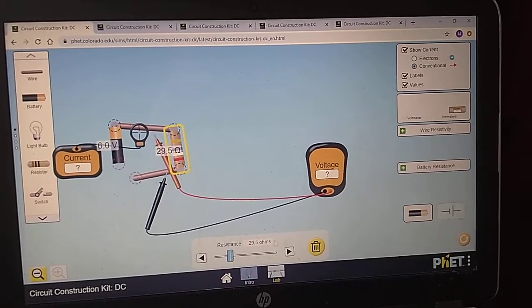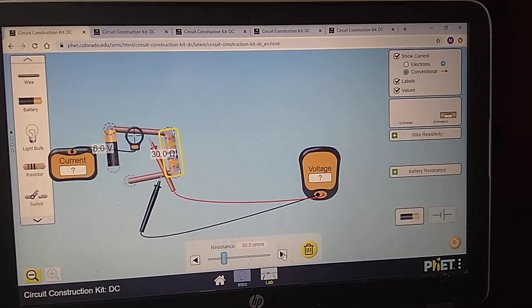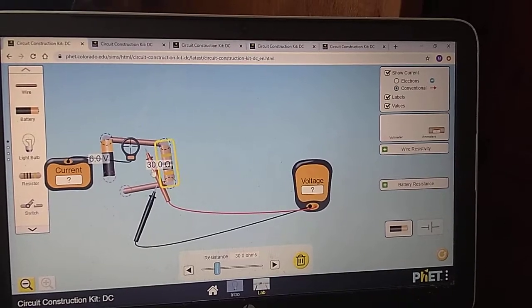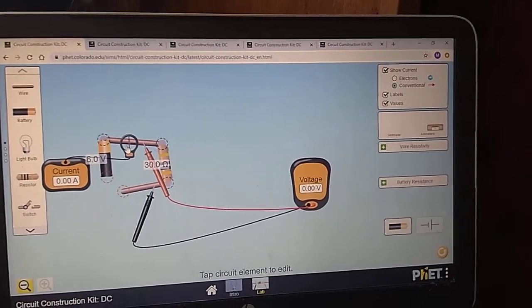Oh, I had it. There we go. Okay, and it's not connected yet. Notice that I'm all set to measure the current and the voltage as soon as I actually connect this circuit up.